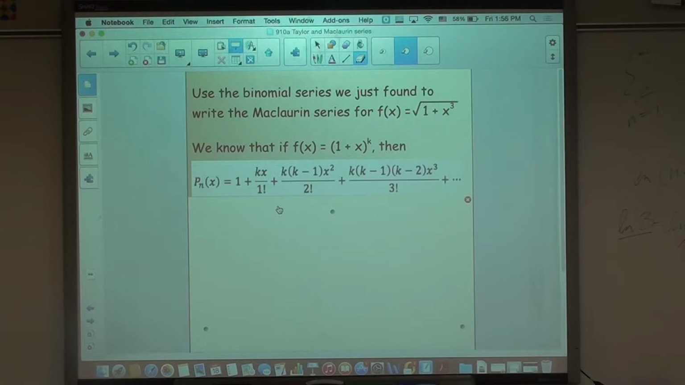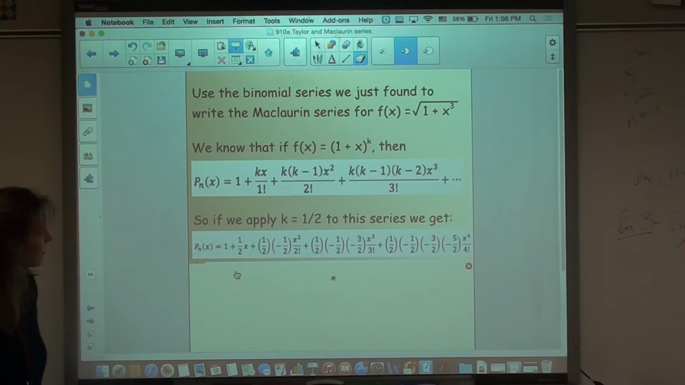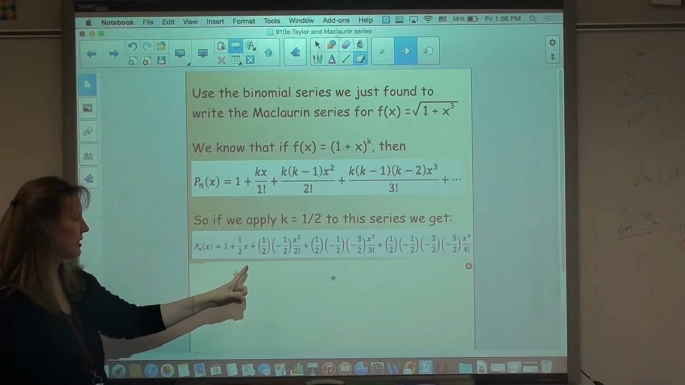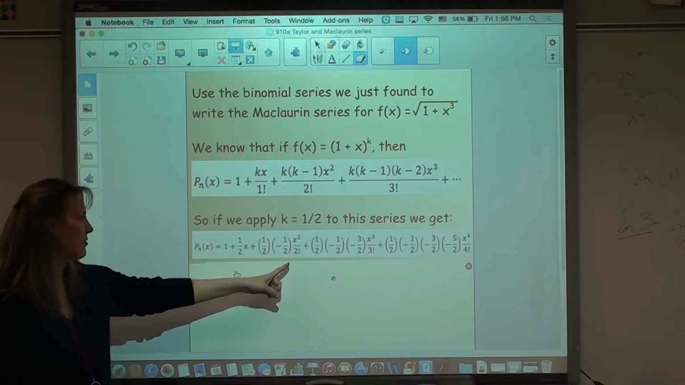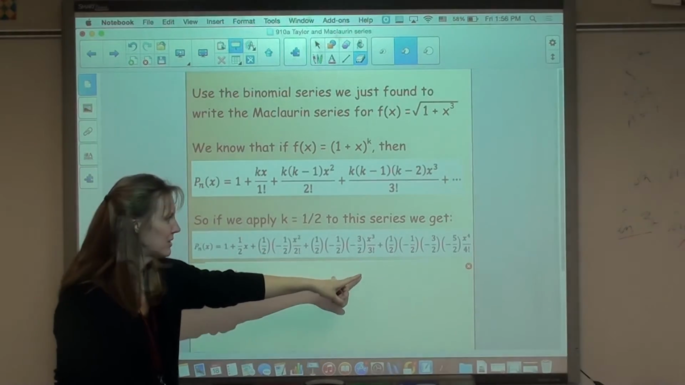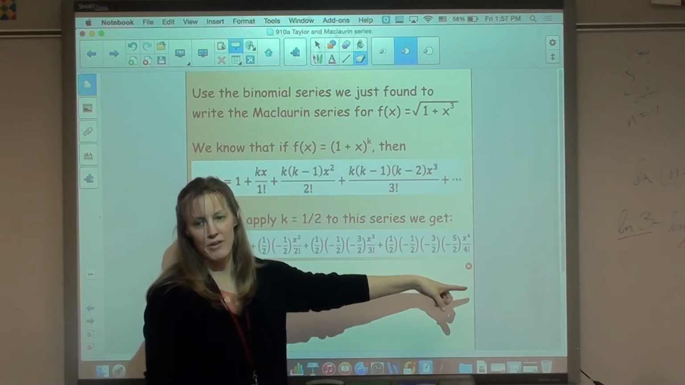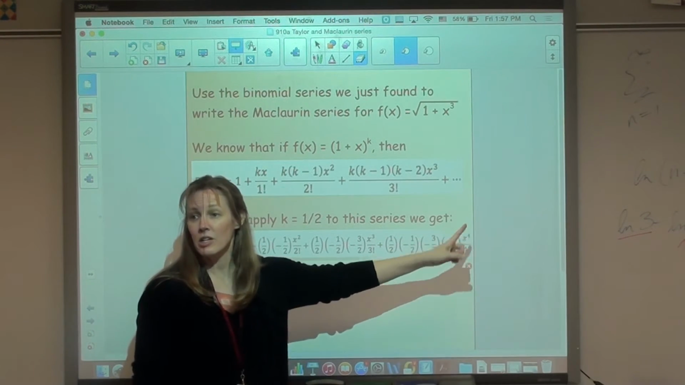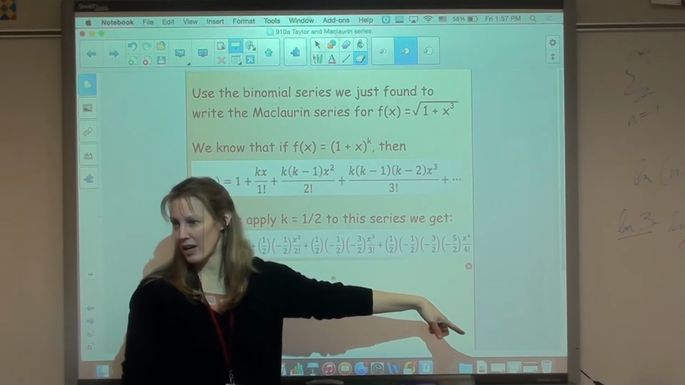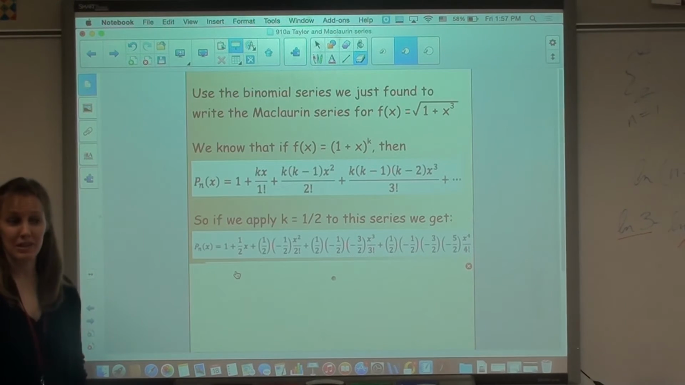All right, y'all plug in your halves. So let's see what we've got so far. We have 1 plus 1/2 x plus 1/2 times negative 1/2, with the x squared over 2 factorial. 1/2 times negative 1/2 times negative 3/2 times x cubed over 3 factorial. 1/2 times negative 1/2 times negative 3/2 times negative 5/2, times x to the 4th over 4 factorial. And you keep going. The next one you'd multiply with a negative 7/2, right? Okay, good. So what we're going to do now is write this as a series.